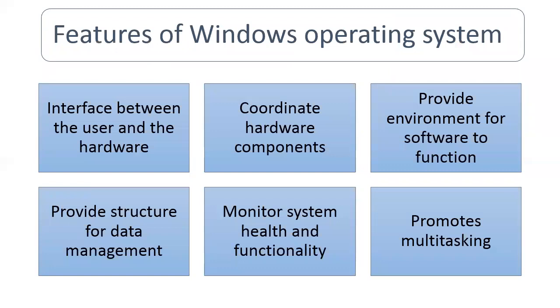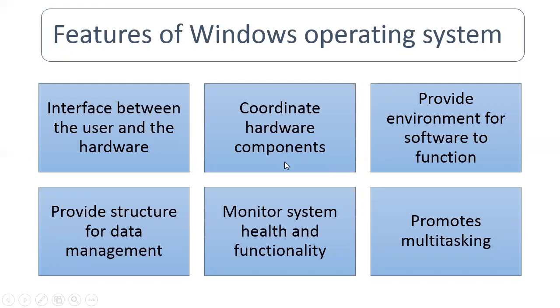Let's understand the features of the Windows operating system. The first is the interface between the user and the hardware. An operating system provides an interface between user and machine. This interface can be a graphical user interface, which is GUI, in which users click on screen elements to interact with the OS, or a command line interface, which is CLI, in which users type commands at the command line interface to tell the operating system to do things.